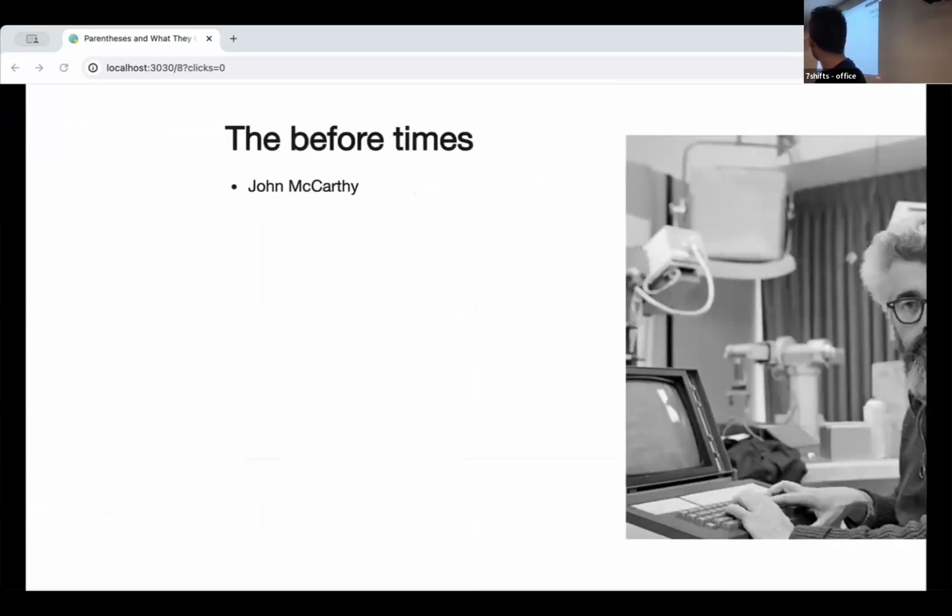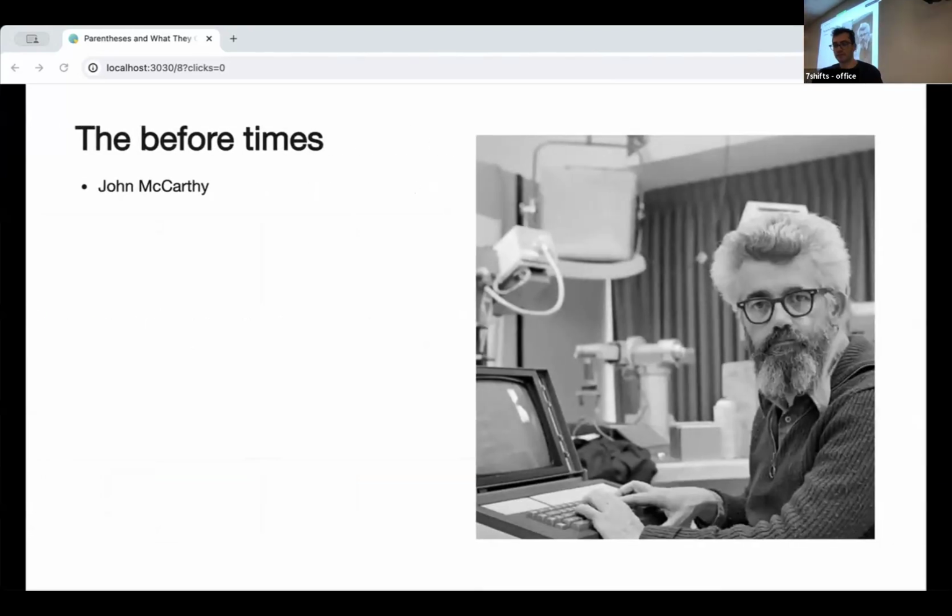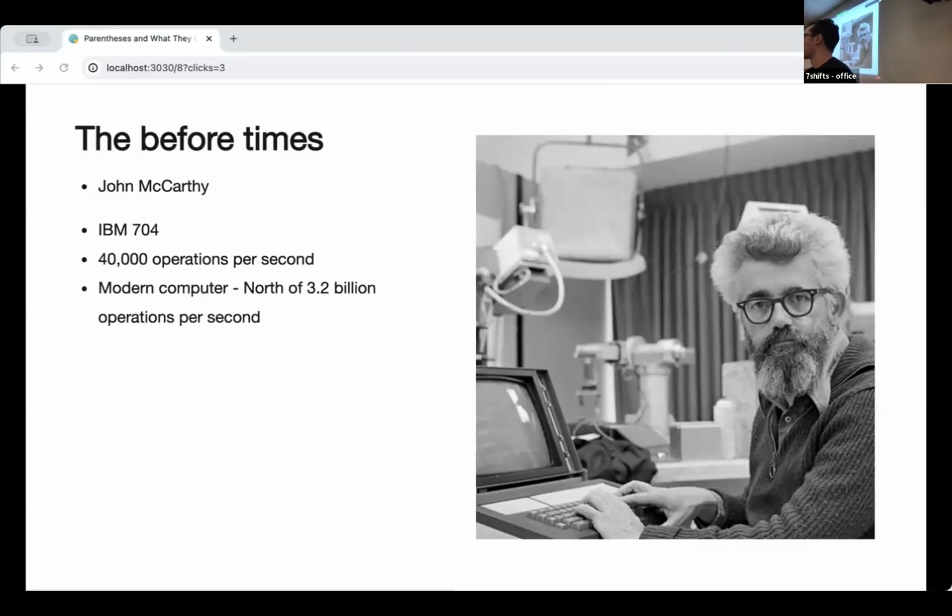And every story needs a protagonist. So this is our protagonist for this story. This is John McCarthy. And our story starts in the before times. He was working with a computer called the IBM 704. This is a very, very weak computer by today's standards. I asked ChatGPT for a comparison and it laughed at me. But we're going to try and do one anyway. So it could do about 40,000 operations per second. A modern laptop is going to do somewhere north of 3.2 billion. So just a quick comparison. This is not a very fast computer.